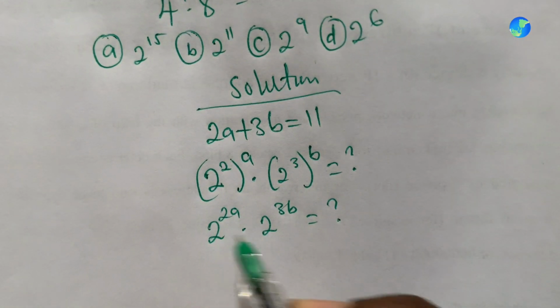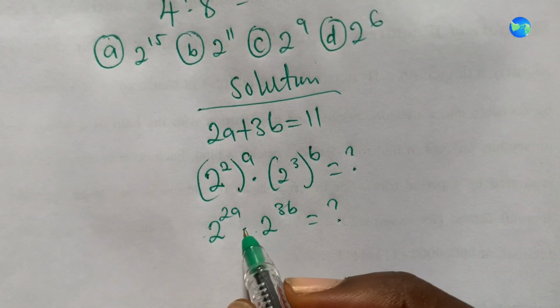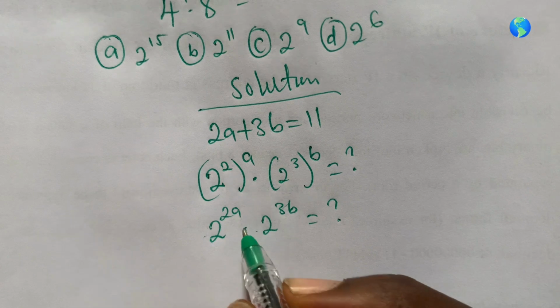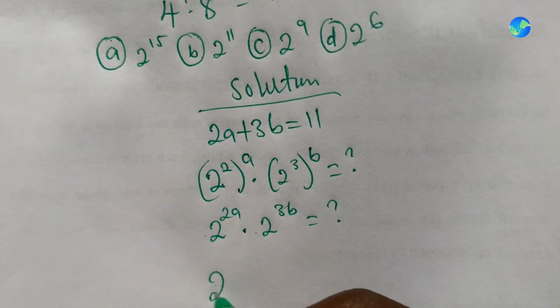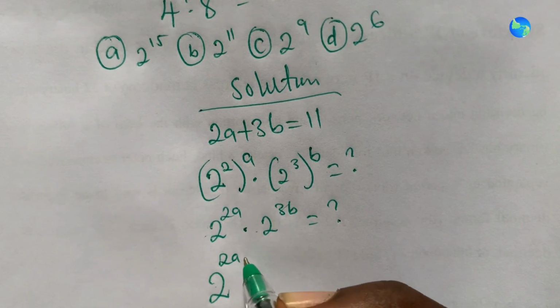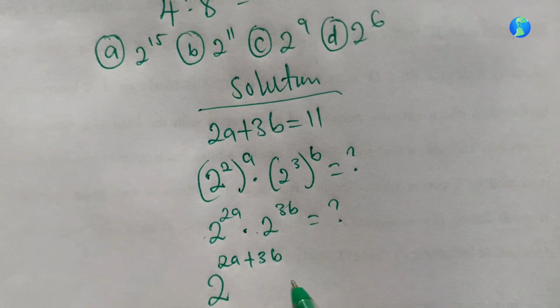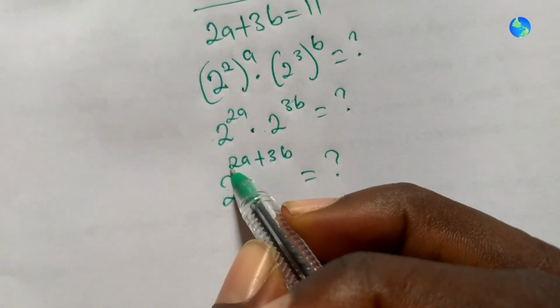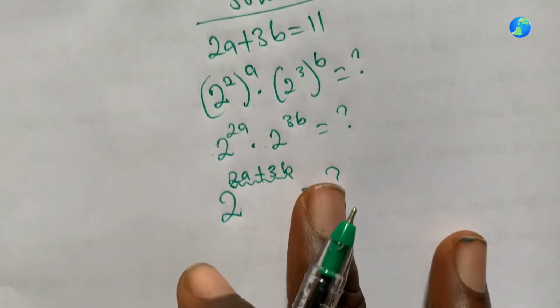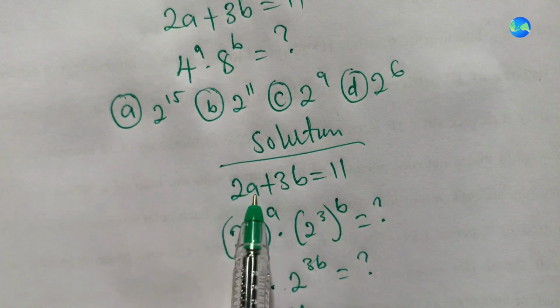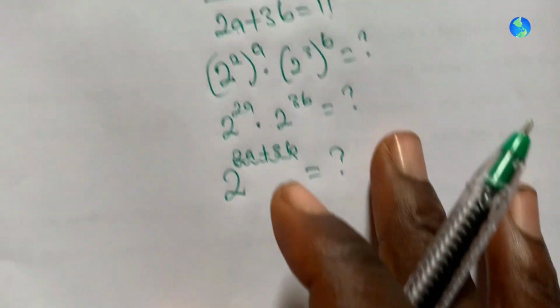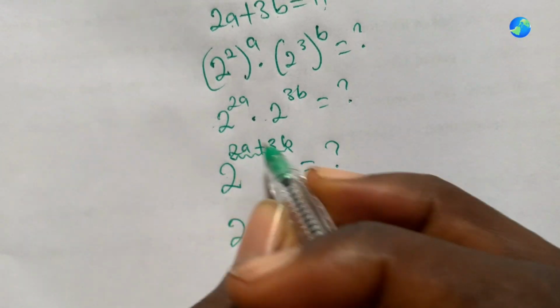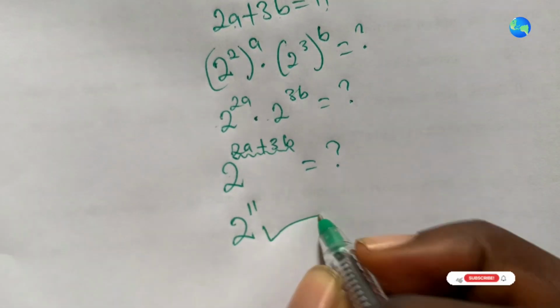Now for this, since we have the same base, we add up the powers since we have multiplication as the operation between them, right? So this is 2 power 2a plus 3b, which we don't know yet, right? Now you can see clearly what we are told, that 2a plus 3b is 11, right? So if I substitute, I will have 2 power 11 as the result, right?